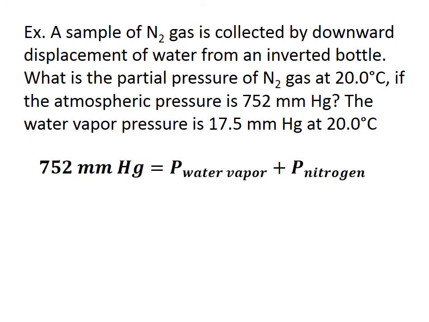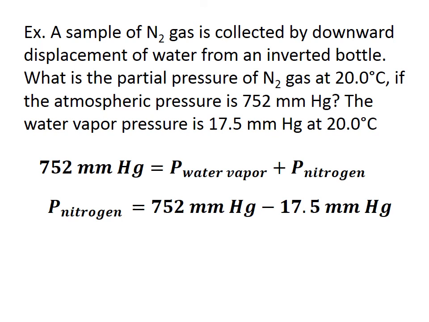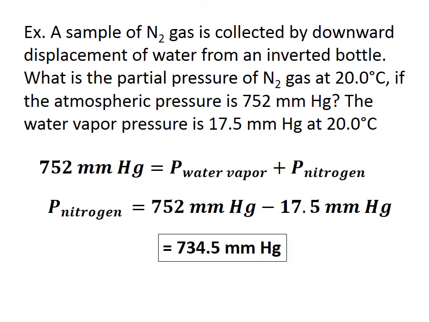So we know that we have 752 millimeters of mercury. That's our total pressure. So that's the atmospheric pressure. So pressure of the water vapor plus the partial pressure of nitrogen will be equal to our 752 millimeters of mercury. We already know what the partial pressure of water vapor is. So to find the partial pressure of nitrogen, we subtract that 17.5 from our atmospheric pressure, which is 752, and that leaves us with 734.5 millimeters of mercury.